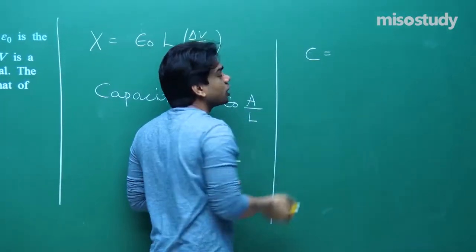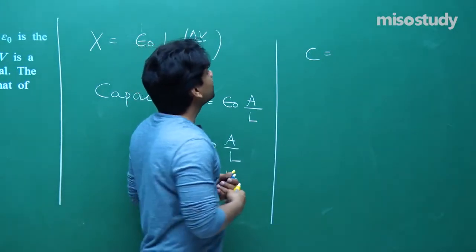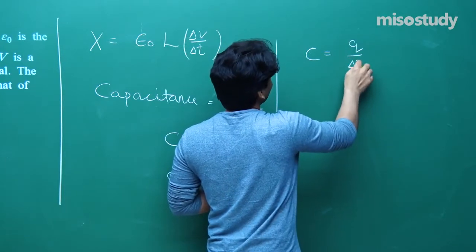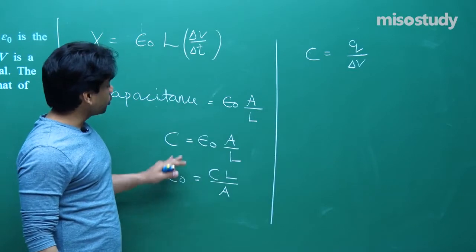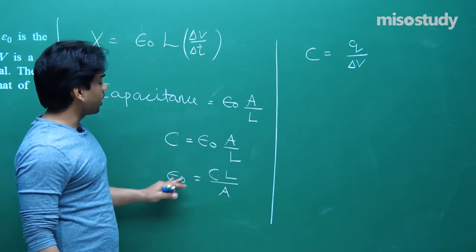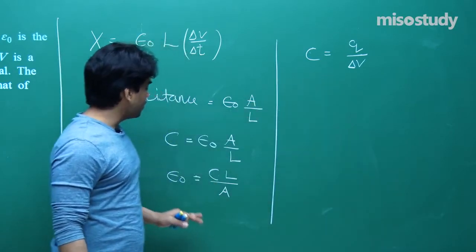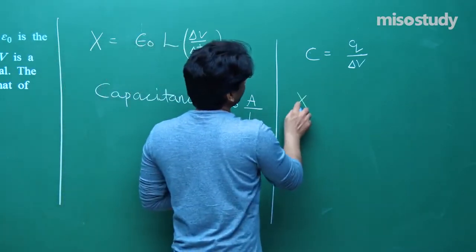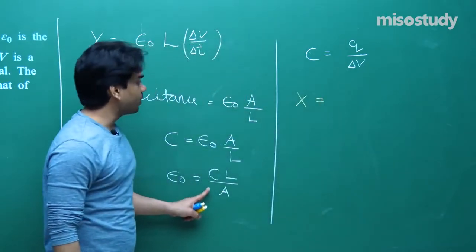C is equal to charge per unit potential difference. We can write C as charge per unit potential difference, that is Q by delta V. Now clearly here also you have C equals epsilon A by L, and for epsilon I have written CL by A, and here I got C equals Q by delta V. So now if I write X, we will be obtaining X equal to epsilon naught. I am going to substitute epsilon naught as CL by A.